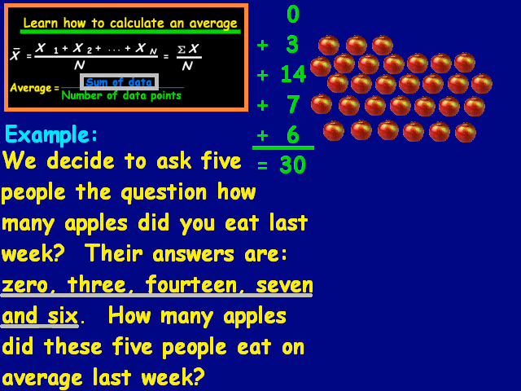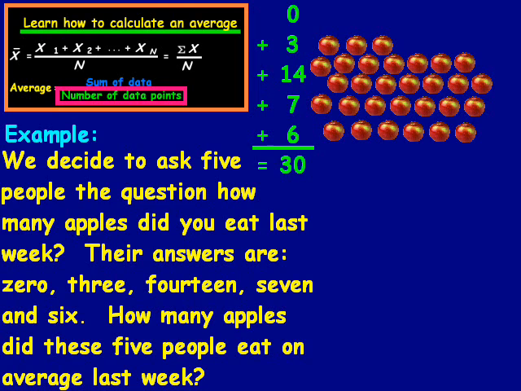Now the next part we want to find is the number of data points we have. And the number of data points we have is simply equal to the number of people we asked if they ate an apple last week. And in this case, that answer is 5.